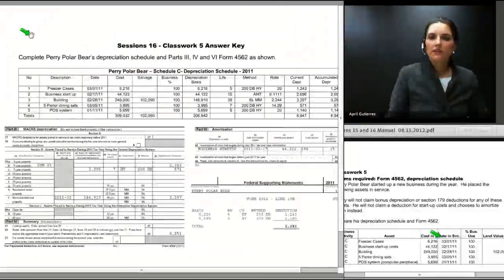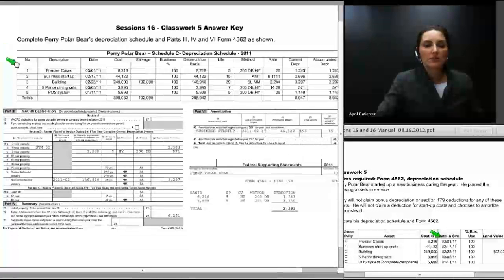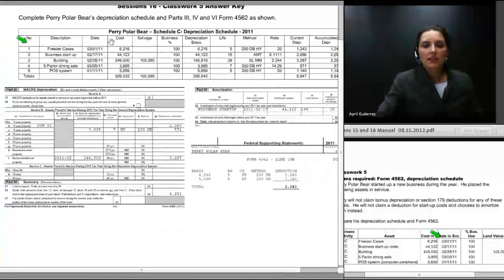And here I now have the classwork 5 answer key up on the screen in front of you. And we complete Perry Polar Bear's depreciation schedule as follows, beginning with the freezer cases. The cost on those was $6,217. The date placed in service was March 1st. And actually one of the things I like to do is go through here and make sure we're not going to be subject to a mid-quarter convention.